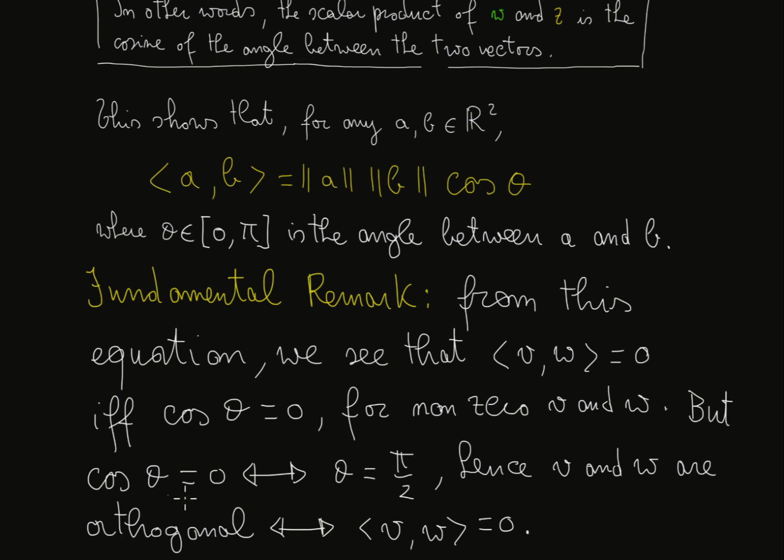Here I'm referring to orthogonal in the classical sense, meaning that their angle is pi over 2 between them, so like a 90 degree angle between them. So this gives a very useful criterion to show that two vectors are orthogonal. We just have to take their scalar product with the very easy formula that the scalar product assumes and check that their scalar product is 0.